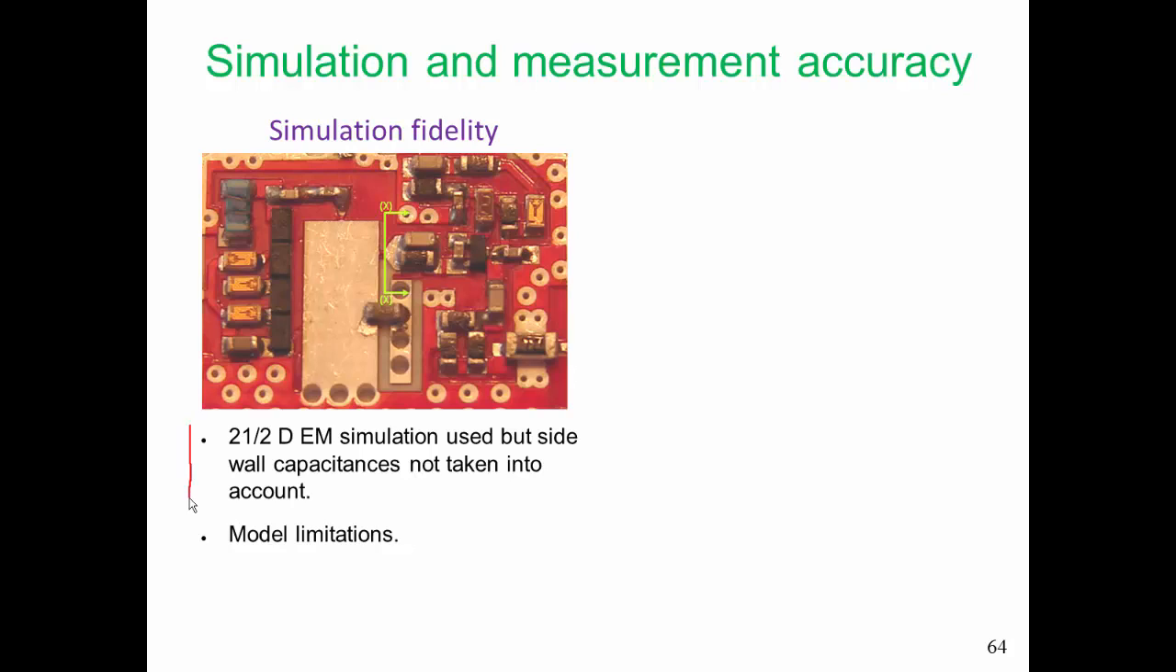Now, 2.5D simulation assumes that we only have current flow in the XY direction, a flat plane, or in the vertical direction. We cannot take into account the effect of the finite thickness of these various lumped elements. Now, these lumped elements are almost as thick or high, if you like, as they are wide. And so there's quite a lot of sidewall capacitance, and they cannot be taken into account. There are also model limitations.